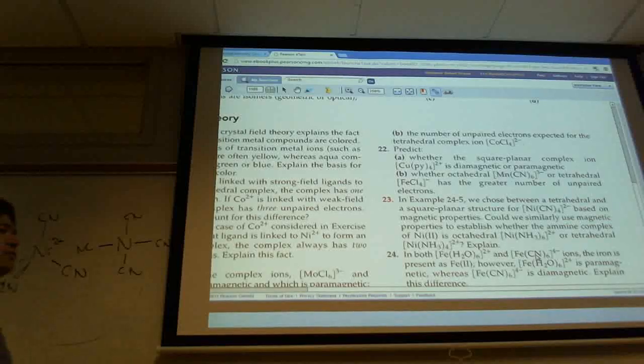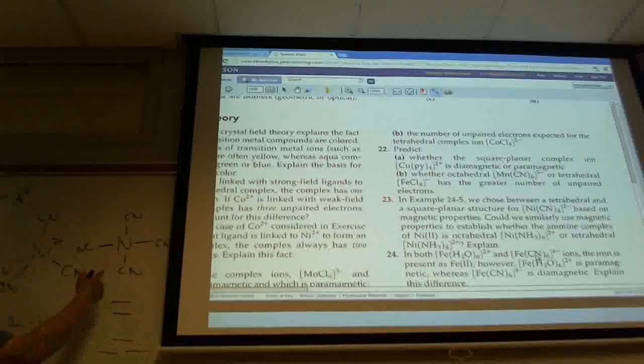And you know what the answer comes from? Crystal field theory. Tetrahedral is 2, 3, and square planar is 1, 2, 3, 4, 5. Nickel 2 plus has how many d electrons? d8. So let's fill it. 1, 2, all tetrahedral are high spin. 3, 4, 5, 6, 7, 8. How many unpaired electrons? 2.